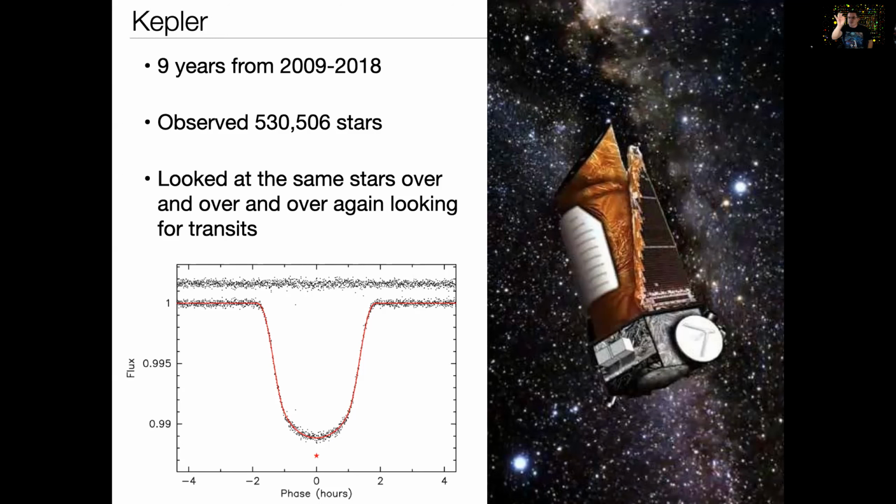We take all those 530,000 stars and all of the little dot measurements that Kepler made of the brightness, and we just fold them at different times until we see these individual bright transit curves that you see there with the red and the black dots there in that lower graph. Okay? So that's how it works.